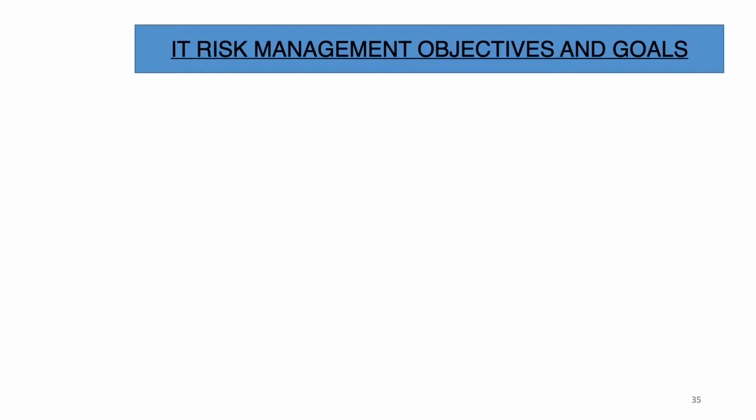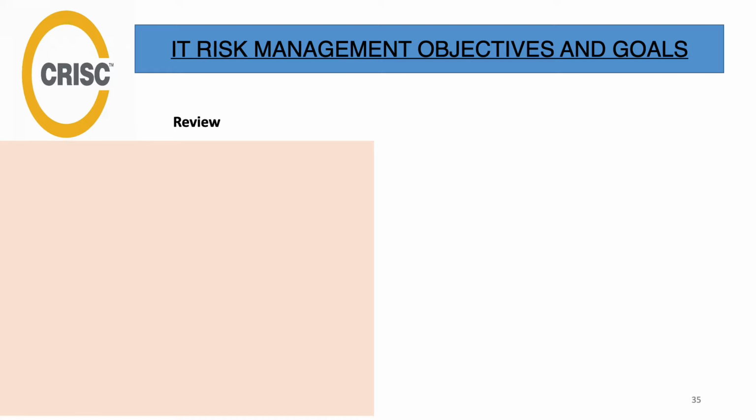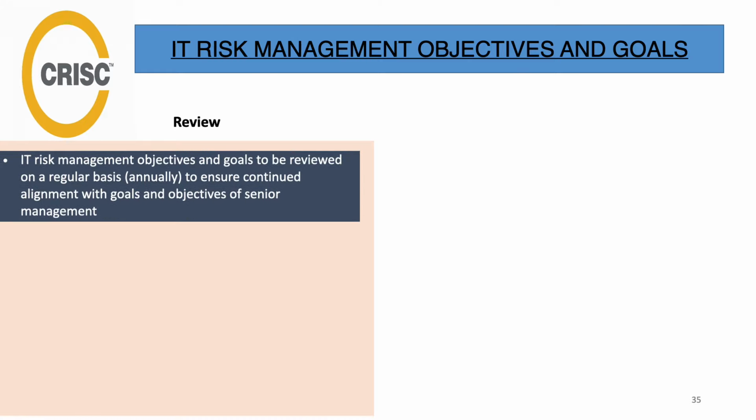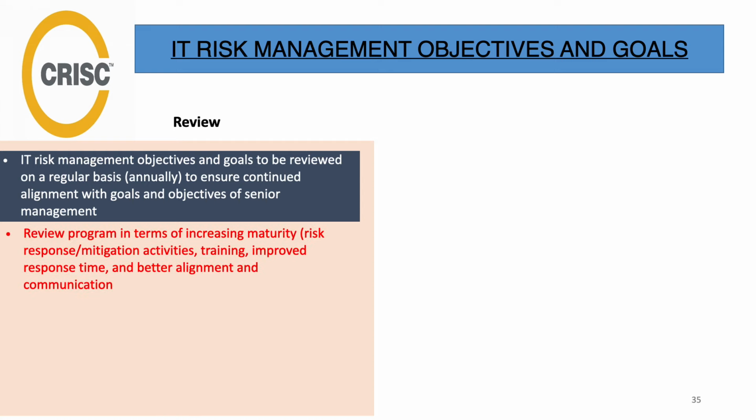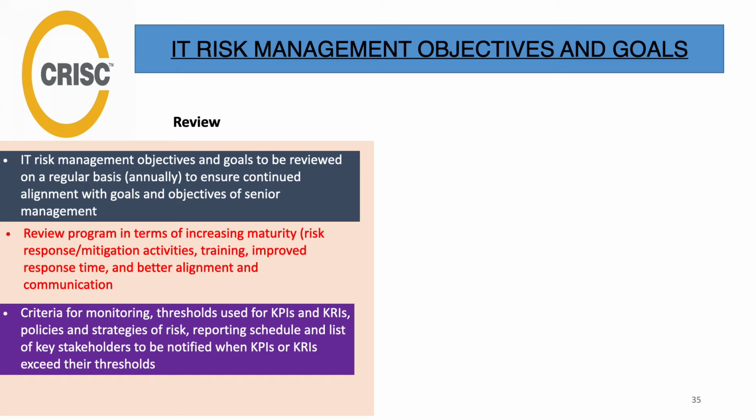Let's move further ahead. Let's discuss the IT risk management objectives and goals. Friends, the IT risk management objectives and goals should be reviewed on a regular basis to ensure that they continue to be aligned with the goals and objectives of the senior management. Many organizations find it beneficial to perform the review on an annual basis and to include criteria for monitoring, thresholds and use for the KPIs and KRIs, policies and strategies of the risk, and the reporting schedule and the list of key stakeholders to be notified when the KPI or the KRI exceeds its threshold.